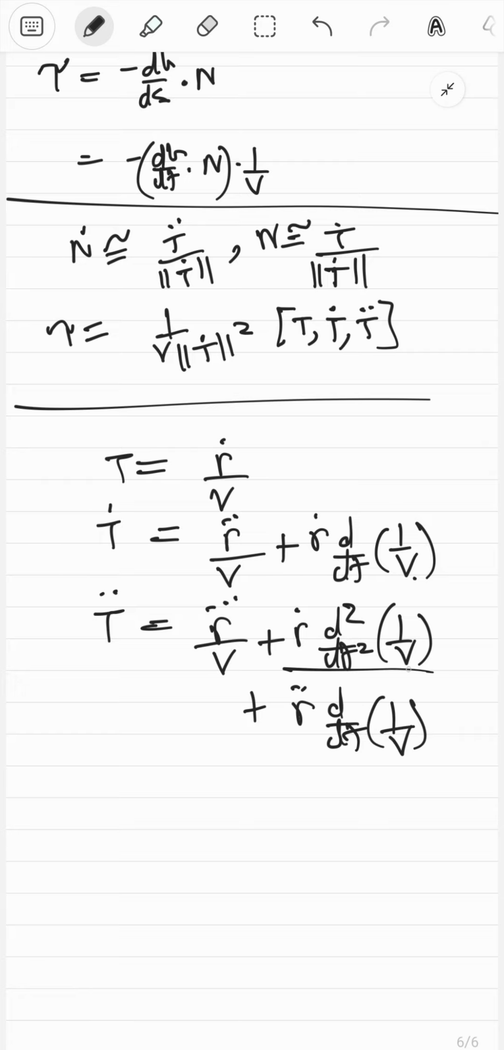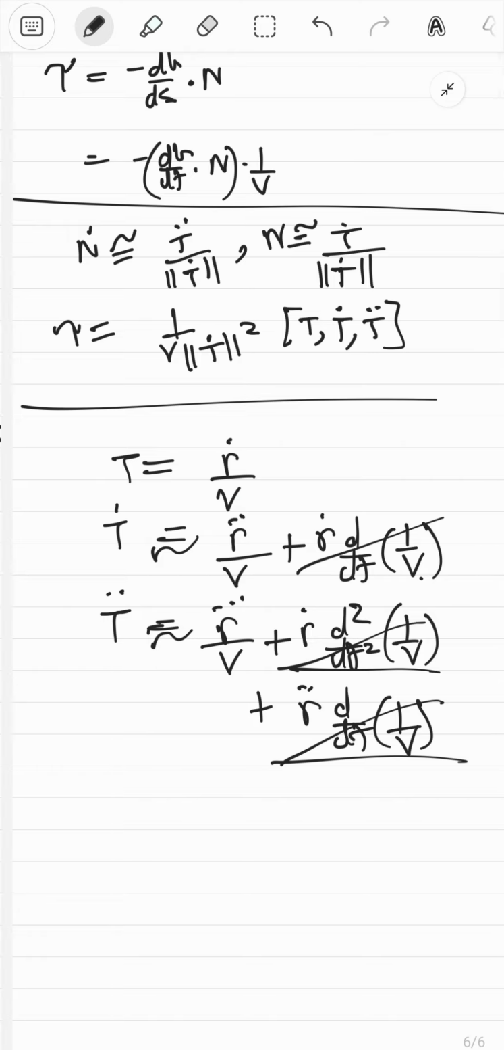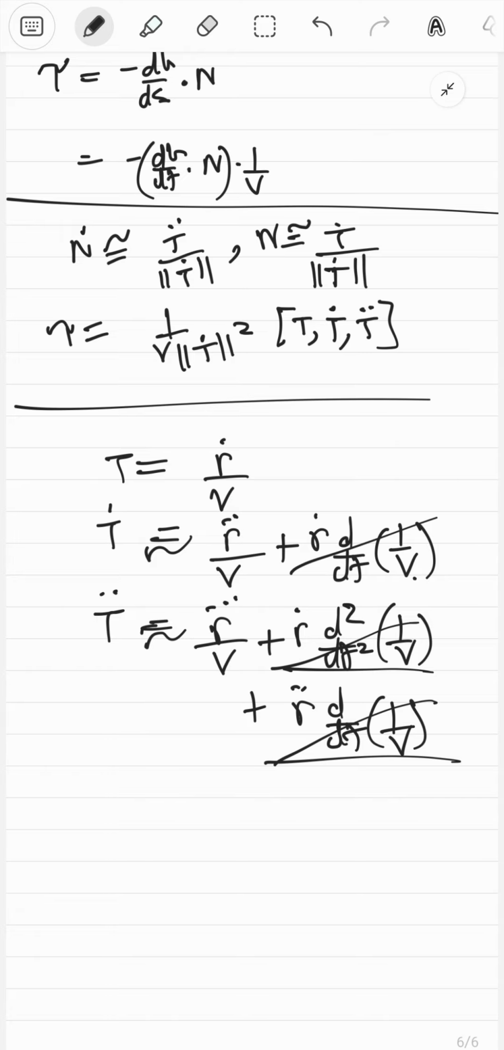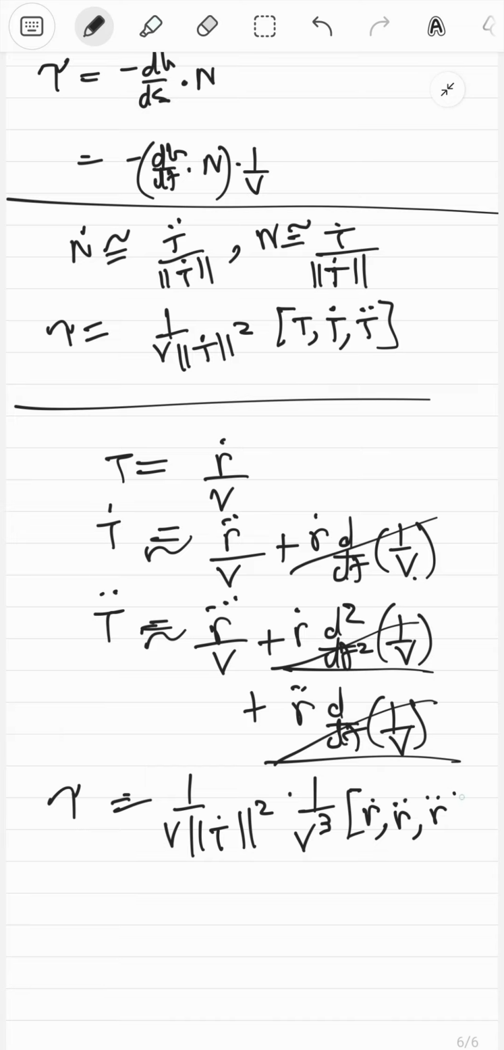Now notice that this and that, both of these can be created by linear combination of t and t dot, which means we can just ignore these. Similarly, in t dot you can ignore this. So t dot and t double dot can be equivalent to these. So our triple product just becomes tau equal to 1 by v, magnitude of t dot squared, that times 1 upon v cubed, and then this triple product r dot, r double dot, r triple dot.